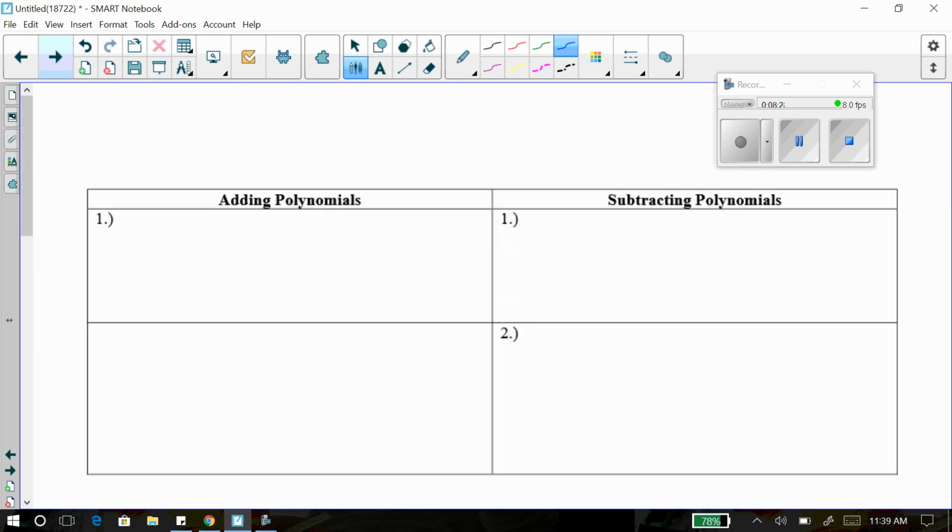So remember, when we add polynomials, all we do is combine like terms. There should be a text box in the adding polynomials box there, so go ahead and just type that in there. Combine like terms. You guys are really good. Remember, we did colors, some people did shapes. We did all different tricks here to help us combine like terms.